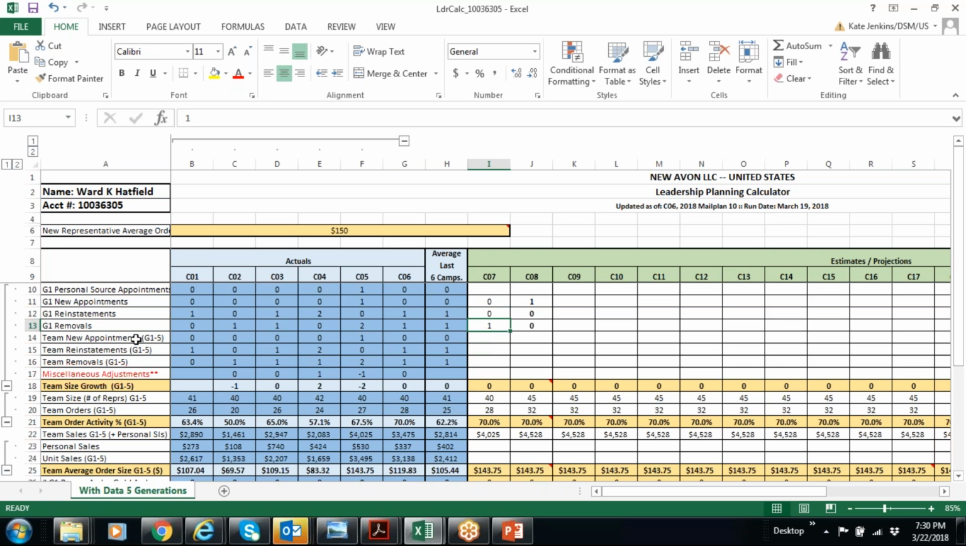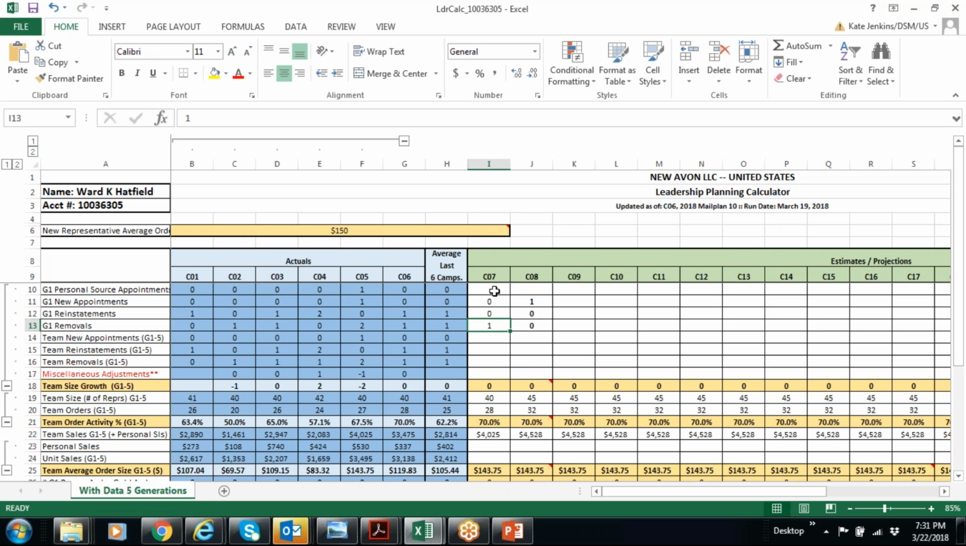These ones here, if you look at your team new appointments, that's if you have somebody on your team that's also recruiting. So that's where you would add, oh yeah, Sarah's recruiting. She recruited somebody new. I'm going to put a 1 in here for her. Team reinstatements, same thing. If Sarah has somebody on her team reinstate. And then team removals would be if Sarah has somebody that's going to fall off and become a removal. So the one thing that I wish this report did the math for us right through here. But instead we have to do it and then we have to enter the number here.